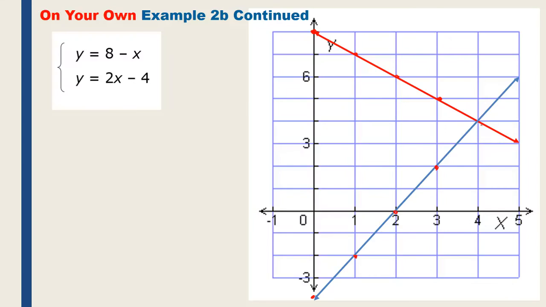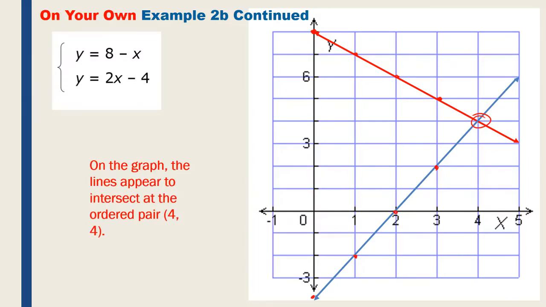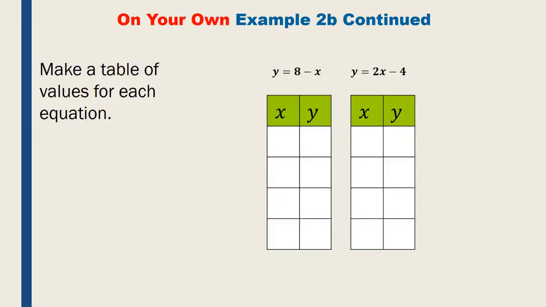And now we can see where the lines intersect. On the graph, the lines appear to intersect at the ordered pair (4, 4). So that tells us that our solution set is (4, 4).